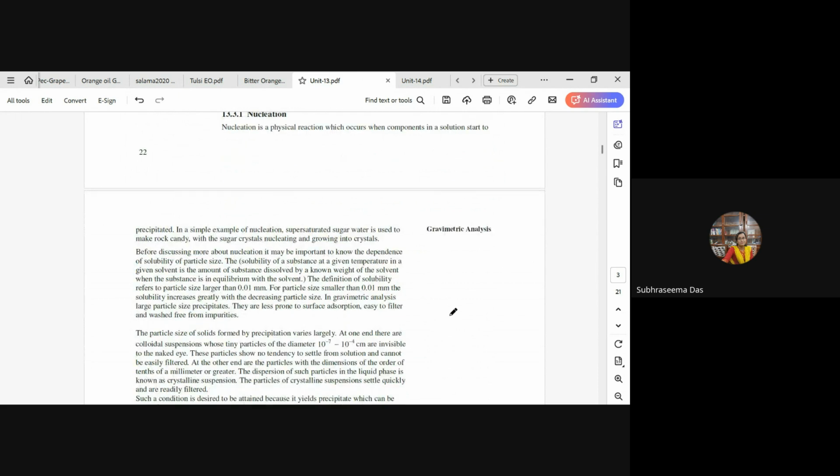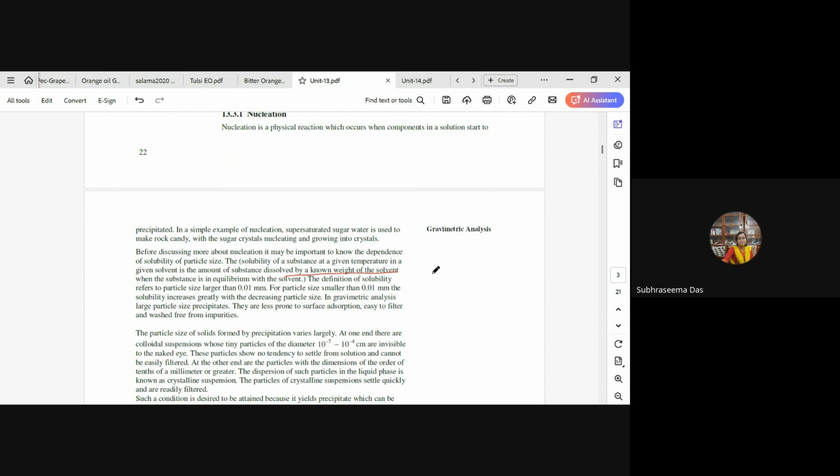Before understanding nucleation, we should know about the dependence of solubility on the particle size. The solubility of a substance at a given temperature in a particular solvent is the amount of substance that is dissolved by a known weight of the solvent when the substance is in equilibrium with the solvent. Now, if the particle size is less than 0.01 mm, then the solubility increases greatly with decreasing particle size.